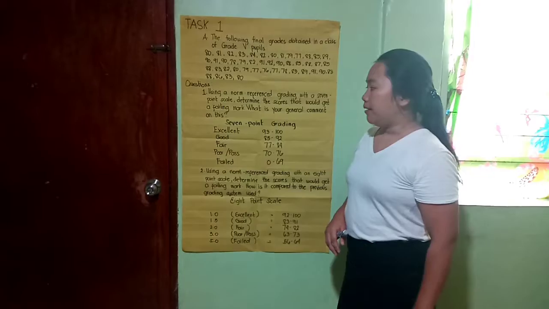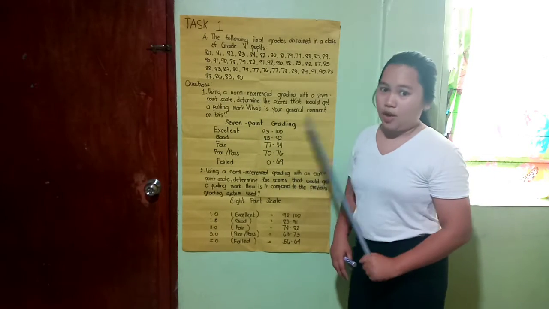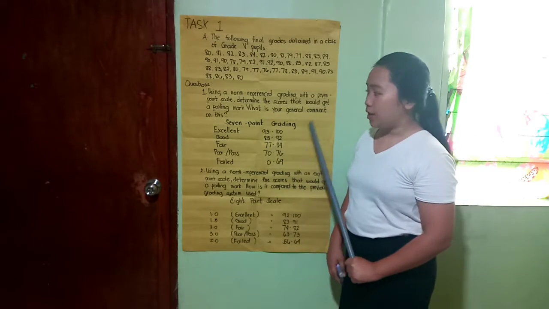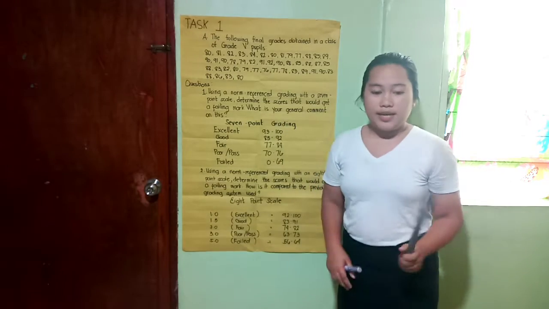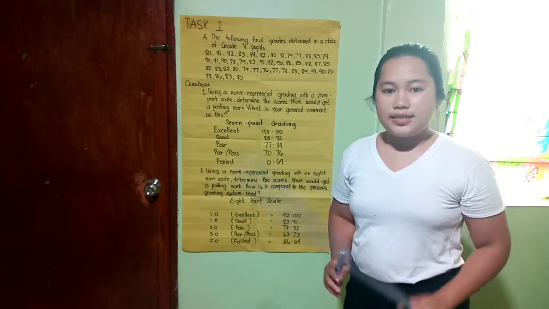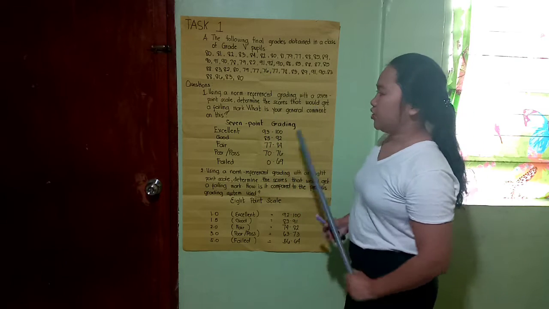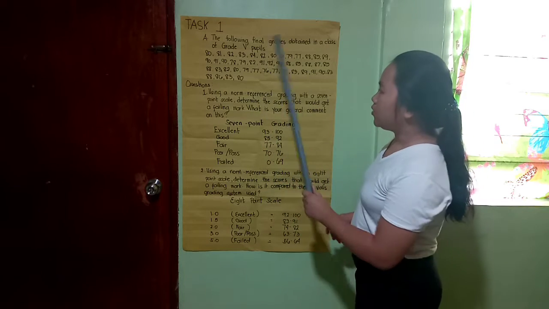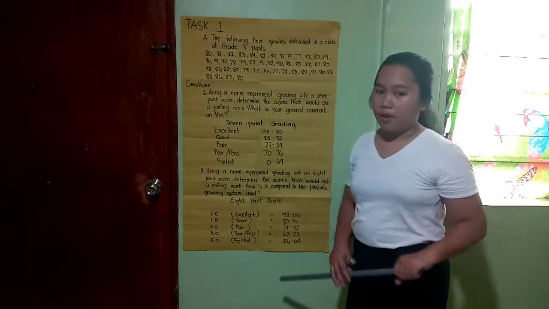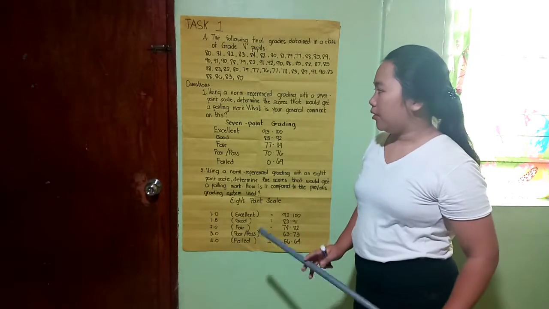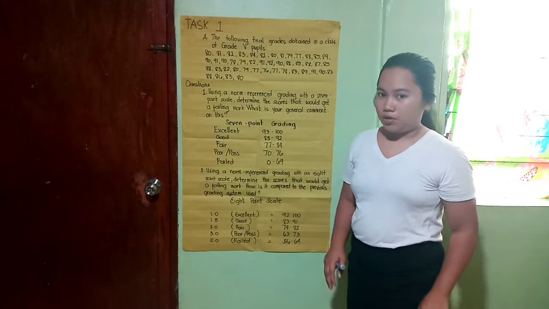Before that, what is 7-point grading? Why do they use 7-point grading? It is because it is easier and accurate to use. The comment in this question is all students passed. There are no failing marks or grades.